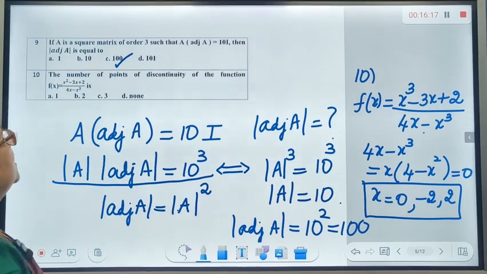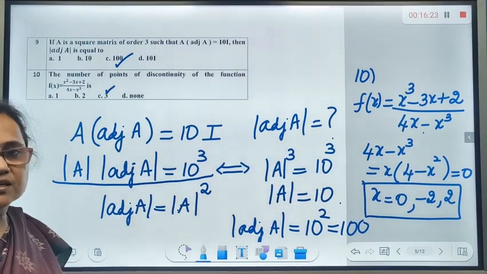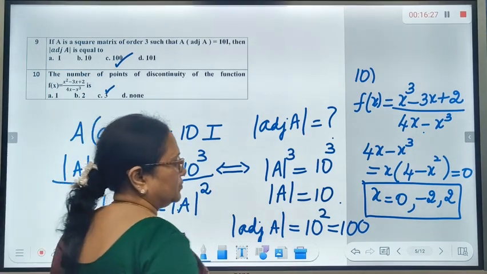So at those points, the function will be discontinuous. So for three values of x, the function is discontinuous: at 0, minus 2 and 2.